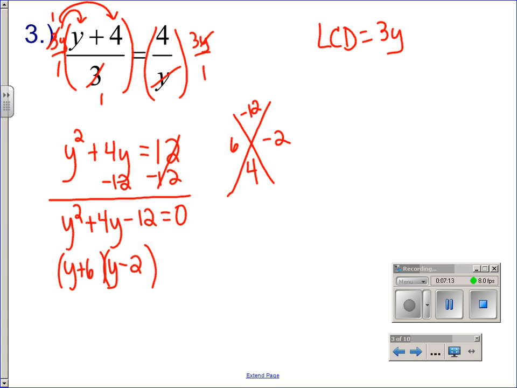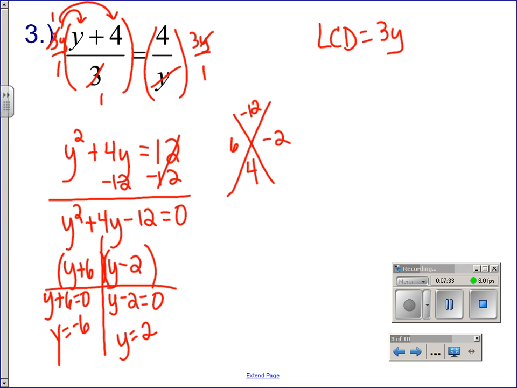Now, how do we solve for y? Right, set both of them equal to 0. So we have y plus 6 equals 0, y minus 2 equals 0. Solve for y, you get what? Y equals negative 6, and y equals 2.